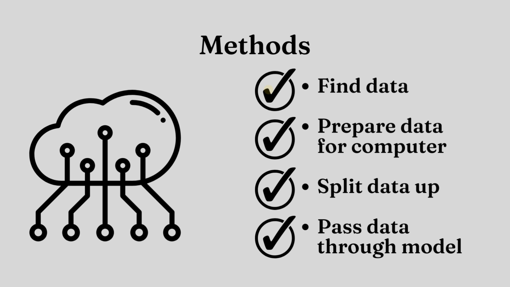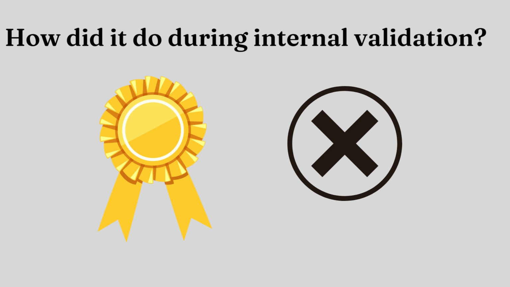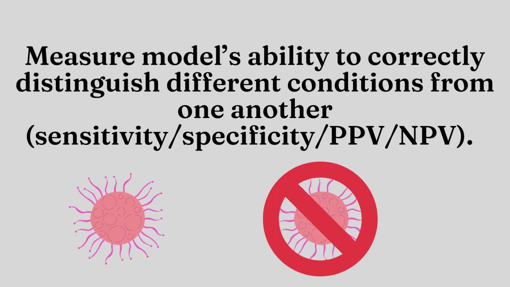Now on to the results section. Remember, our questions here are, is the model valid? Did it perform better than previous models? And what does it tell us about patients? The first thing we want to know is how it performed during internal validation. And often we are shown how the model is able to distinguish conditions from each other, like cancer or not cancer, with something like positive predictive value.